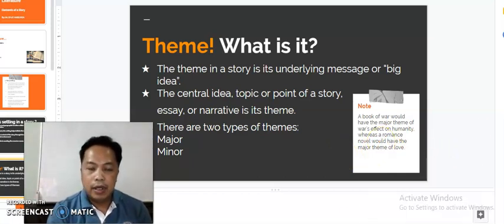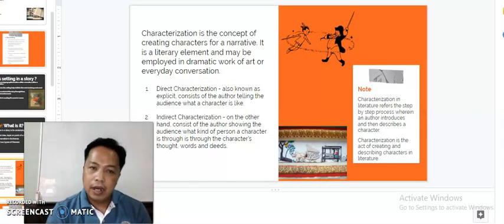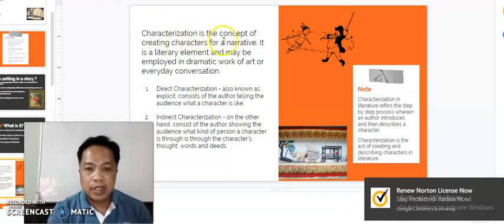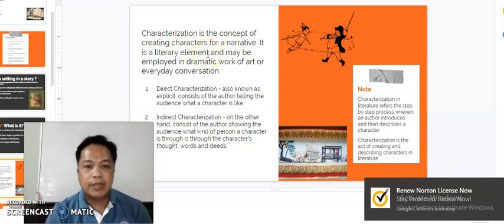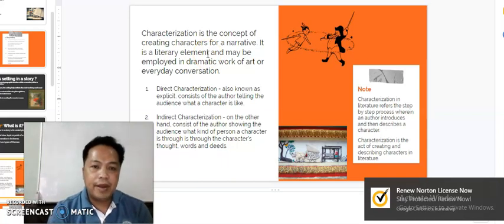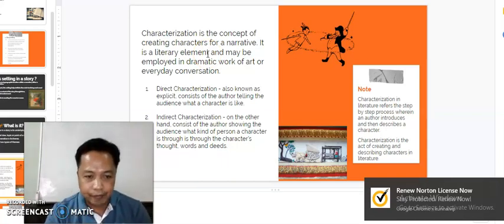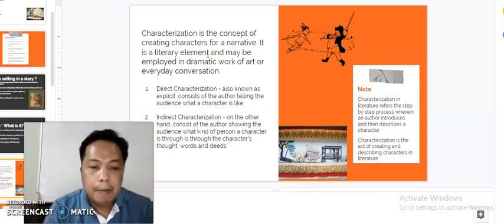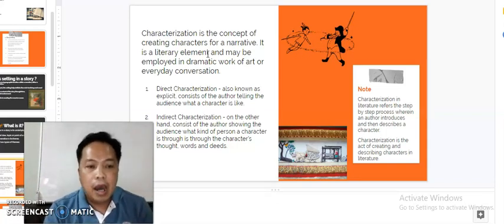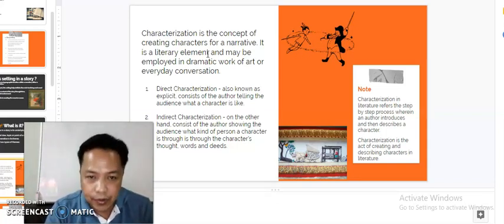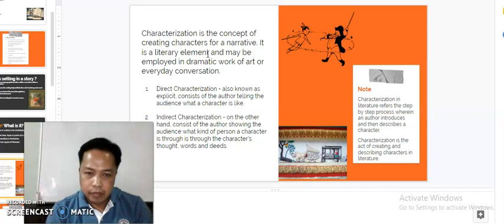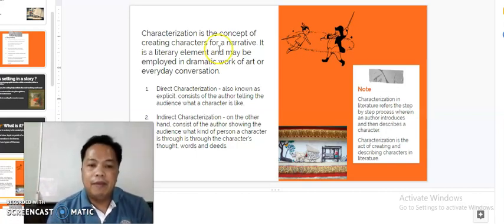Characterization. So characterization, the characters of a narrative, is a literary element and may be employed in a dramatic work of art or everyday conversation. So in short, characters are the people and animals in the story. And then we have two types of characterization. We have the first one, direct, and the other one is indirect.